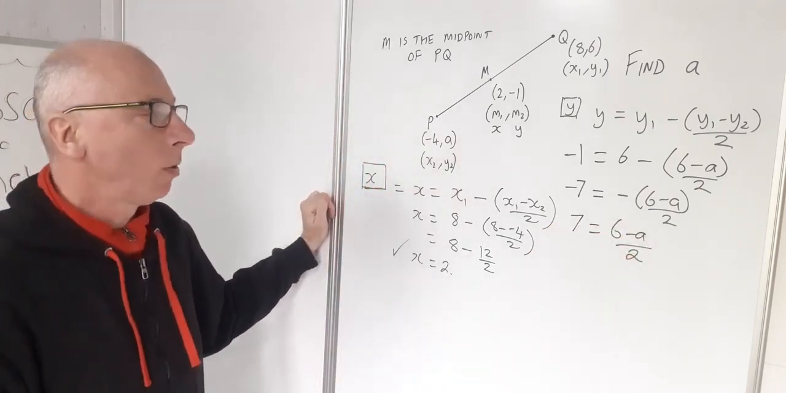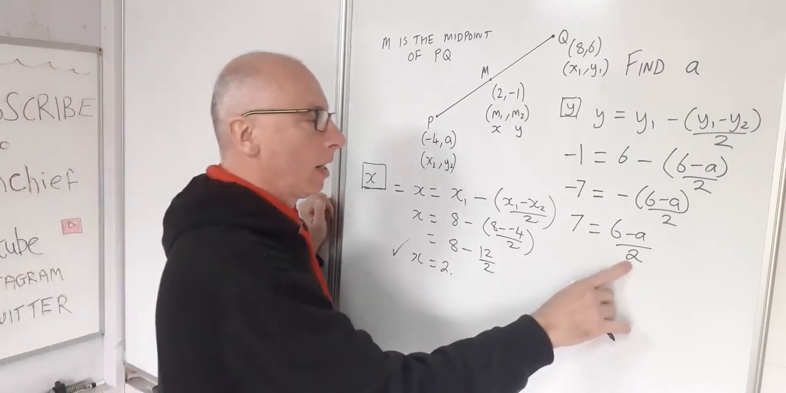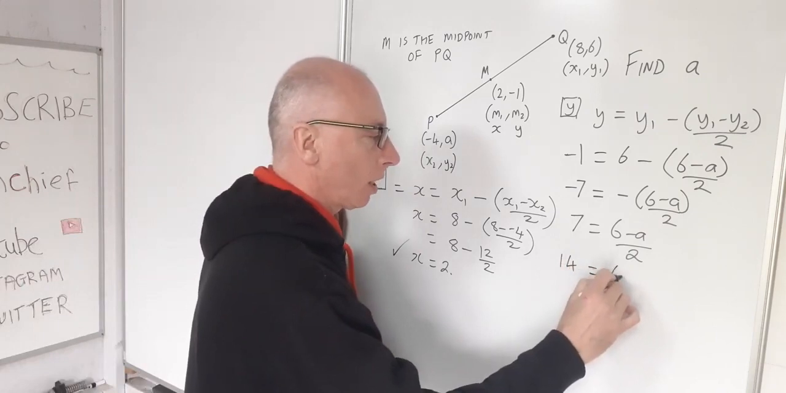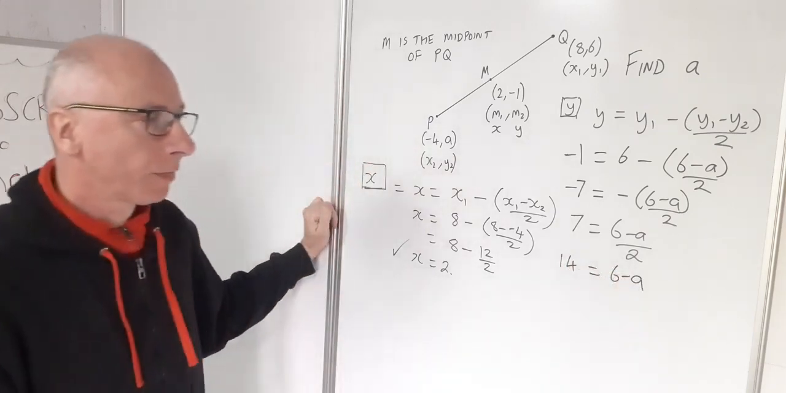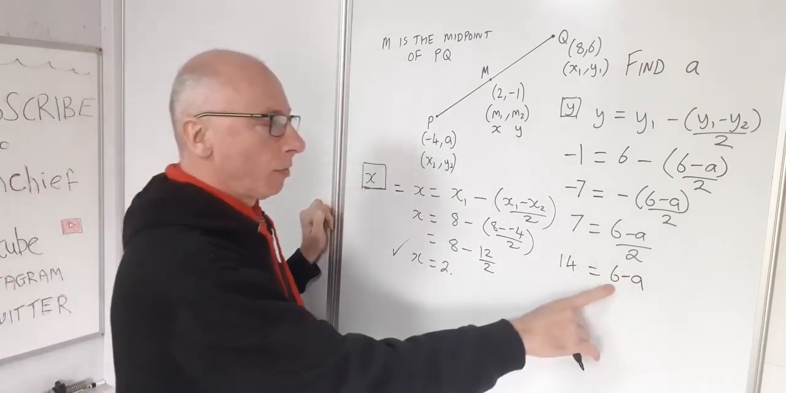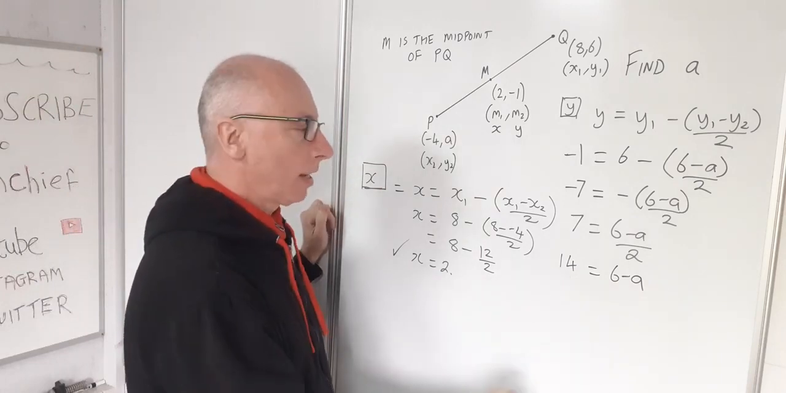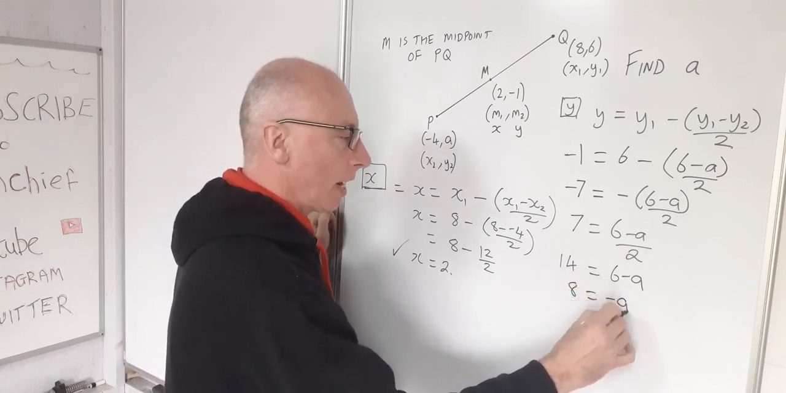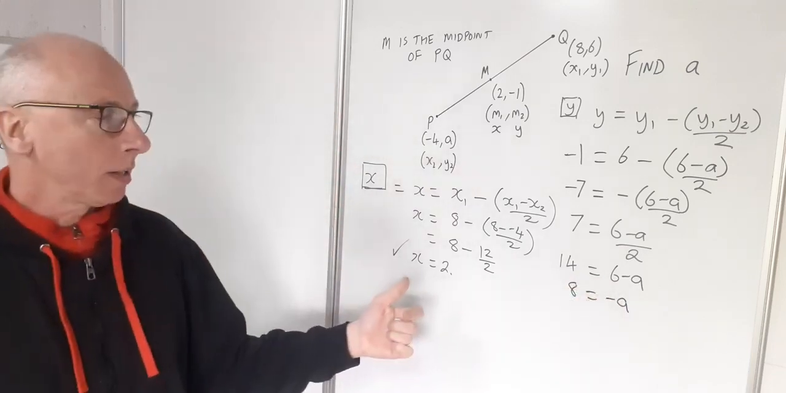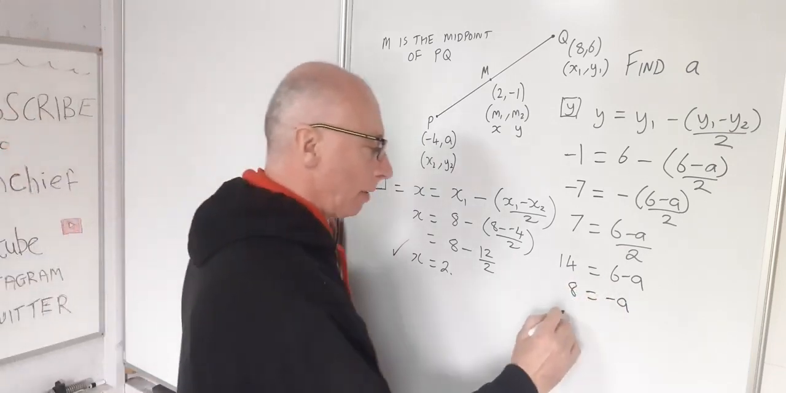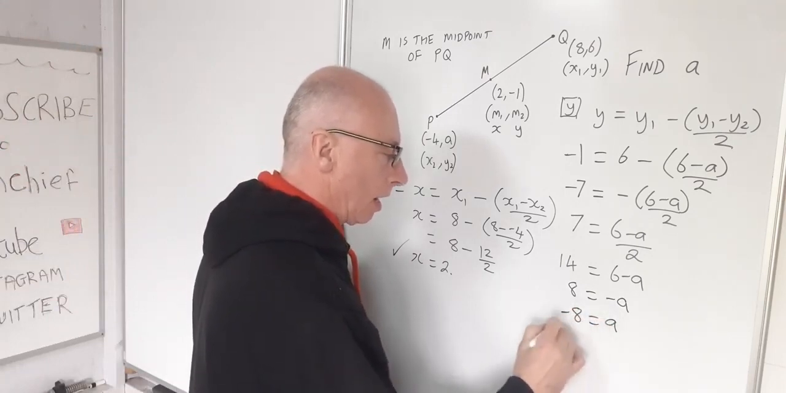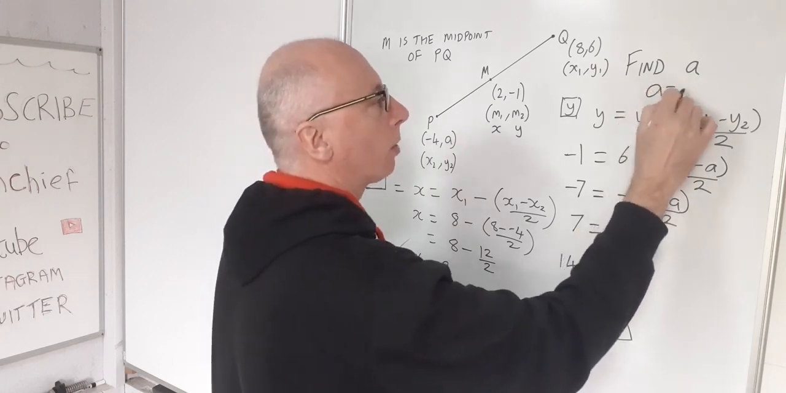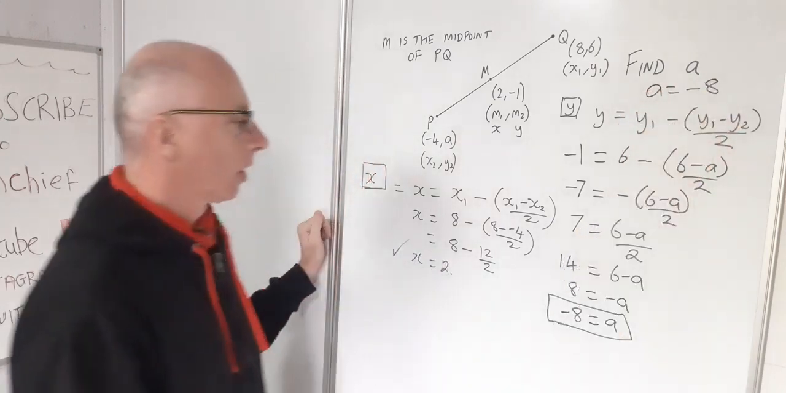Okay, now what about this denominator? Multiply both sides by 2. I can have 14 equals 6 minus A. Okay, let's subtract 6 from both sides to get this 6 out of the way of the A. So now I've got 8 equals minus A. So I multiply both sides by -1. I get -8 equals A. And that is my solution. A equals -8. Okay.